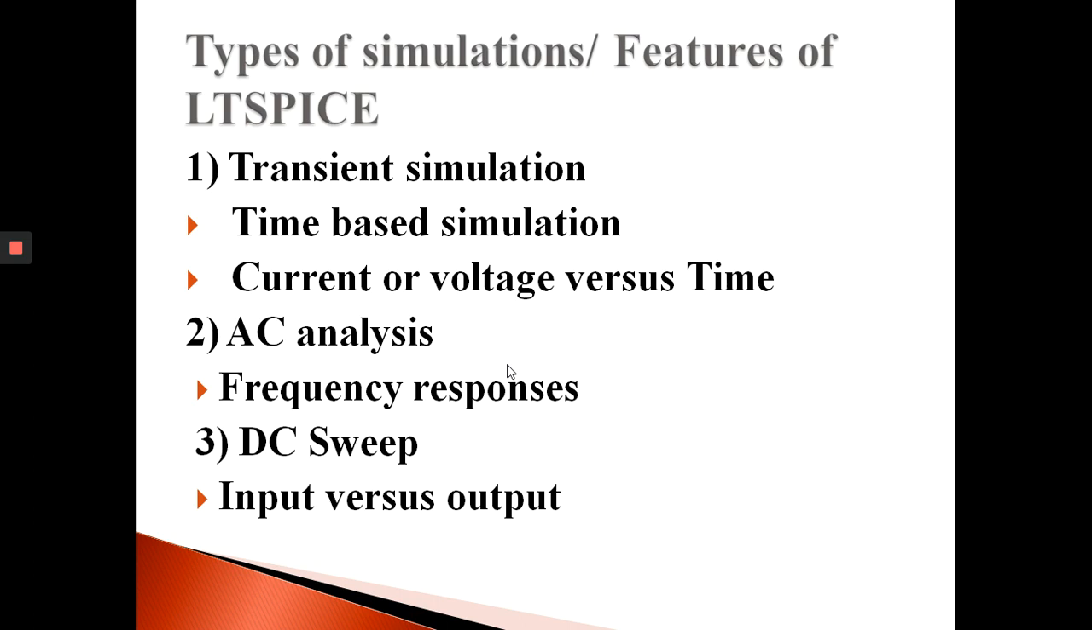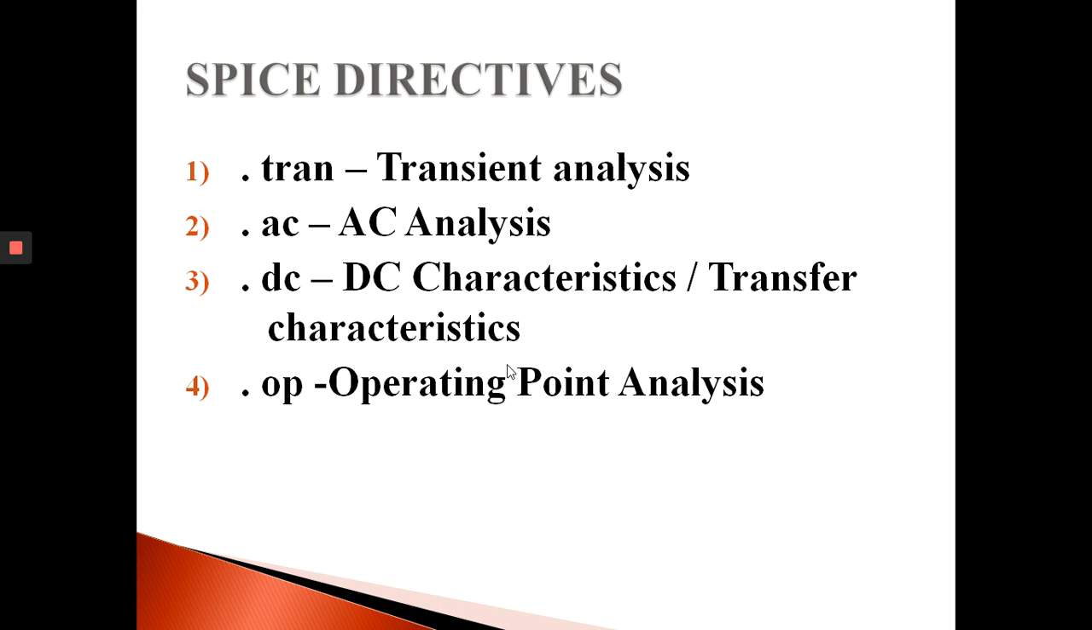Now, in order to run these simulations, I will require some SPICE directives. SPICE directives are nothing but statements that start with a dot. For example, dot tran is used for transient analysis, dot AC for AC analysis, dot DC for DC characteristics or transfer characteristics plotting, dot OP for operating point analysis. Dot OP can be used to find out voltages at any nodes of the circuit and current through any branch of the circuit.